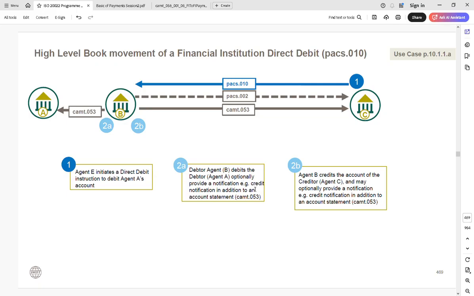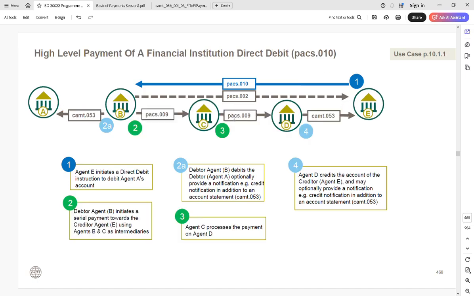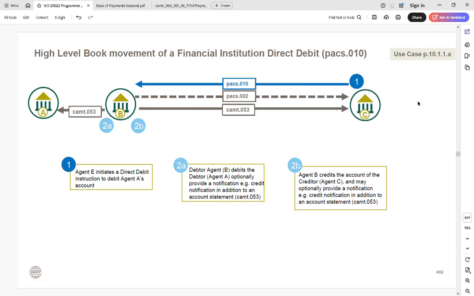Optionally provide notification to the credit agency. And here agent B credits the account of the creditor C and may optionally provide account information. In simple language, the bank E is not present here, but the same flow is happening. He has sent a request of PACS.010 message. In response to that, B is sending a notification directly.